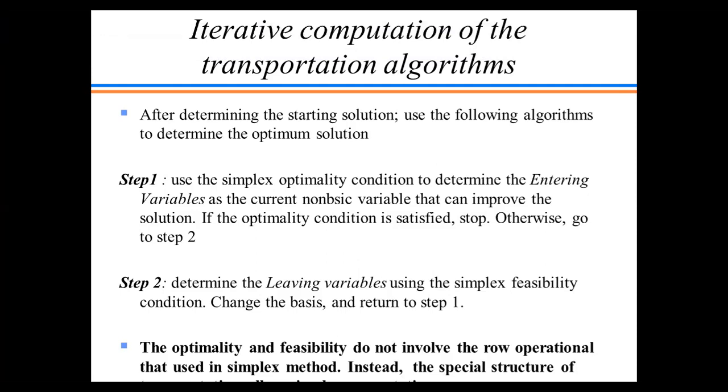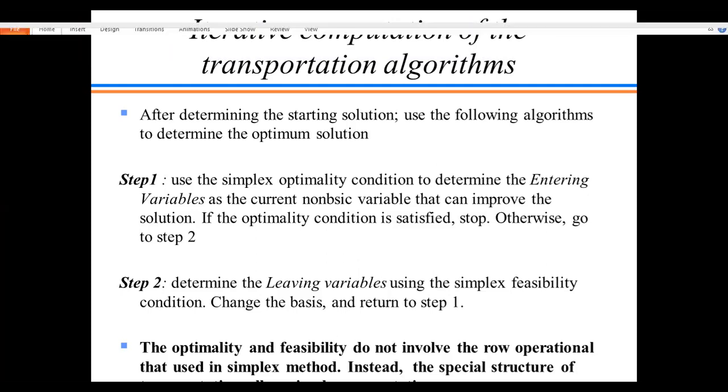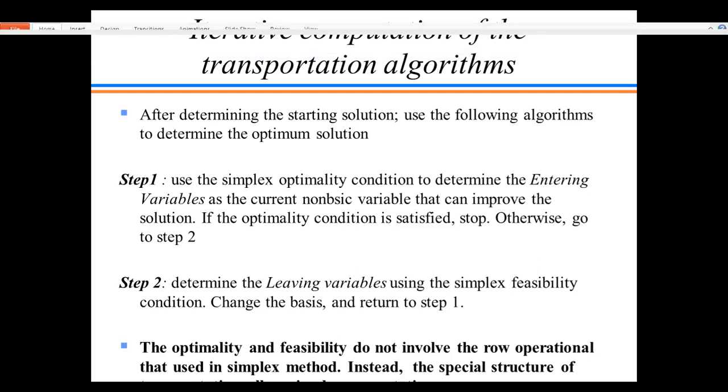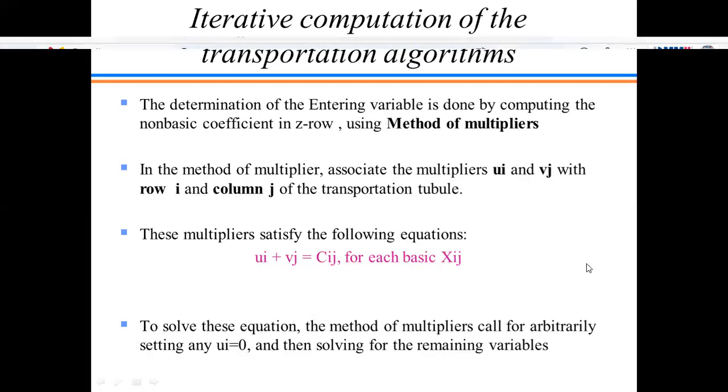But we don't need to use the regular simplex method, because transportation algorithm is simpler. So we're going to discuss that in the next slide. Okay, so here step number one is to determine the entering variable. That entering variable is done by computing the non-basic coefficient in zero using method of multiplier.